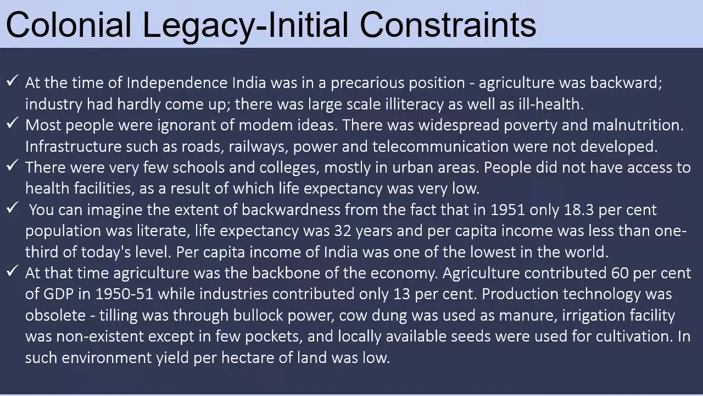You can imagine the extent of backwardness from the fact that in 1951 only 18.3% population was literate, life expectancy was 32 years, and per capita income was less than 1/3 of today's level. Per capita income of India was one of the lowest in the world. At that time, agriculture was the backbone of the economy. Agriculture contributed 60% of GDP in 1950-51, while industries contributed only 13%.